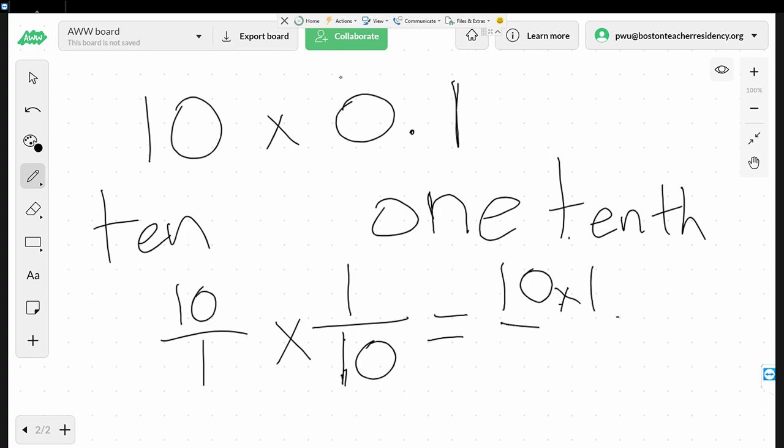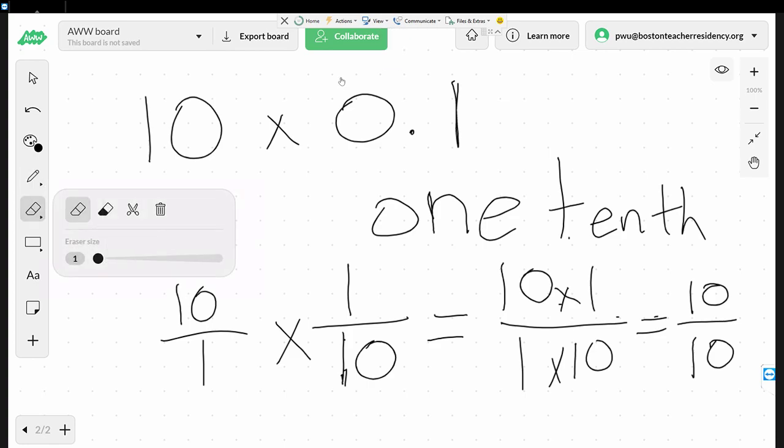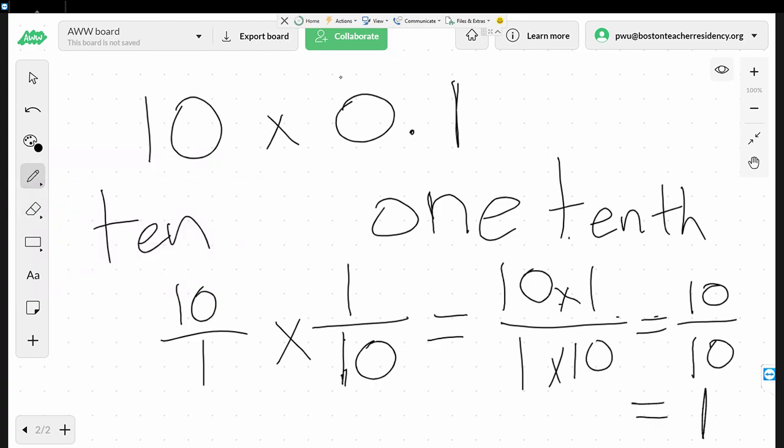We just have 10 times 1 on the numerator, and 1 times 10 on the denominator. 10 times 1 is simply just 10. And 1 times 10 is simply 10 as well. So our answer is 10 over 10. 10 tenths. Think to yourself for a second, what is 10 tenths? Well, this is one whole. Ten tenths makes a whole. So the answer we're looking for is 1.